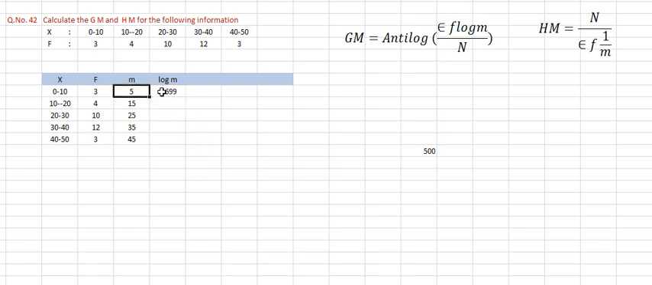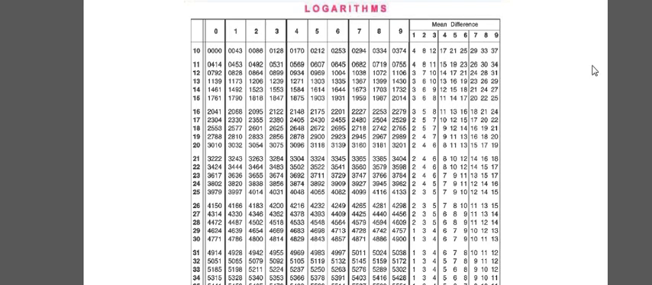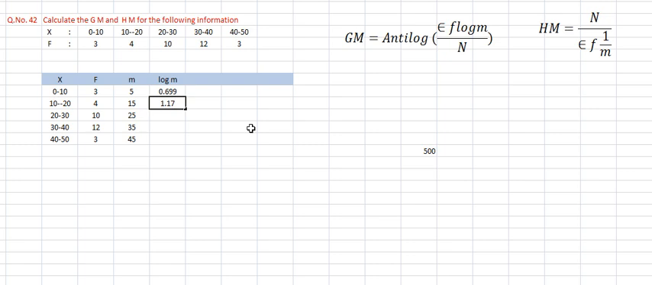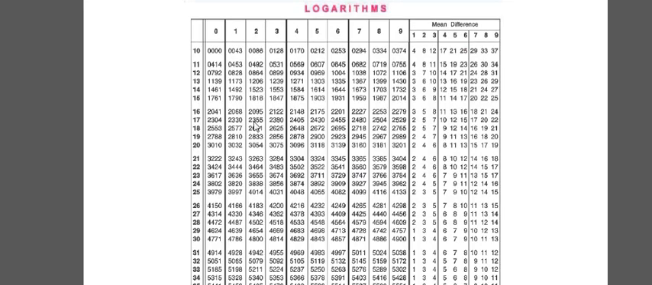Then 15 means 2 places minus 1, which is 1. So for 15, the next number is not there, so it is 0. 150 is how much? 150 is 1761. So log 15 is 1.1761. Similarly, 25 means 2 places minus 1 is 1, so you find 250, which is 3979.